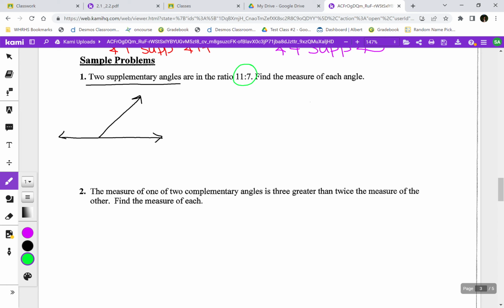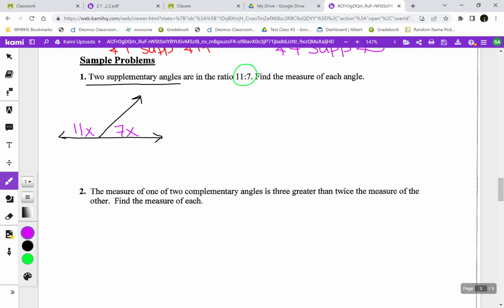Chase, I'm so sorry. You do one angle at 11x. Good. One angle at 11x and the other angle at 7x. The minute you take numbers out of a ratio, you have to put a variable with it. You have to put an x or a y or a w, whatever you want, but it has to be a variable. Based on this diagram now, can I create an equation?